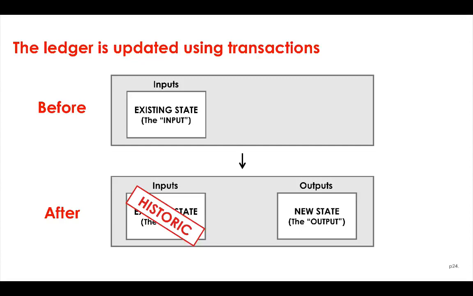Well, nodes update the ledger using transactions. A transaction is a proposal to modify the current ledger in some way. It consumes 0 or more existing states on the ledger, what we call the input states, and it produces 0 or more new ledger states, what we call the output states. And so if this transaction proposal is approved, then its input states are marked as consumed or historic, and that means they can no longer be used as inputs to future transactions, while the output states are created on the ledger and come to reflect the current state of the ledger.